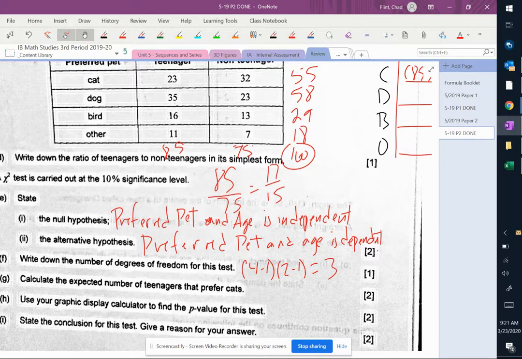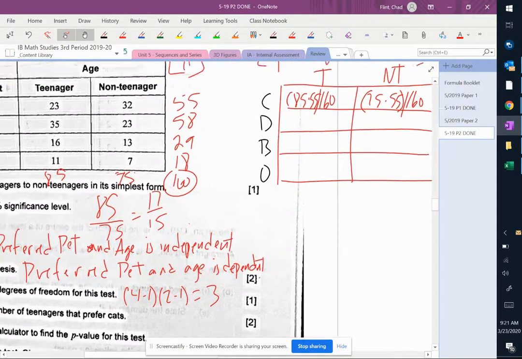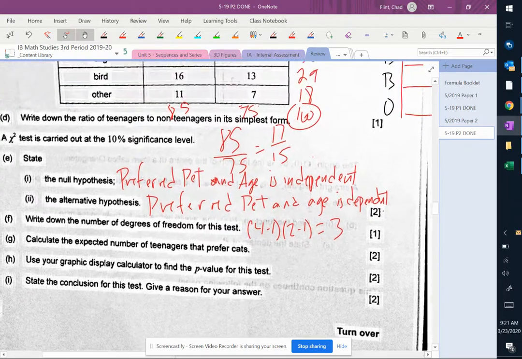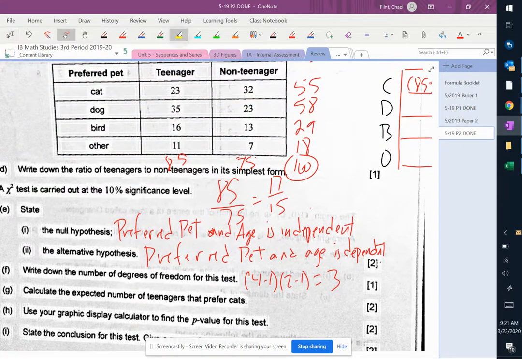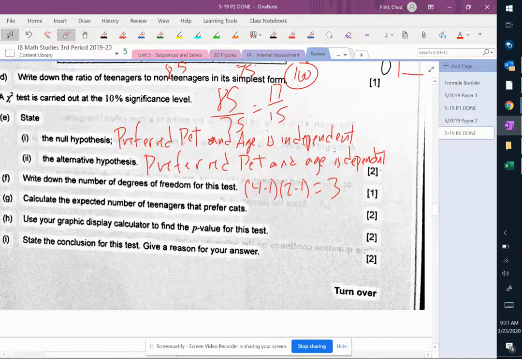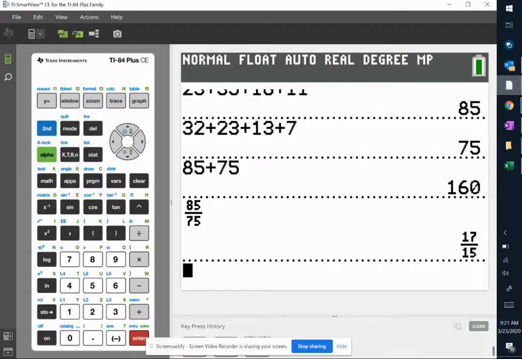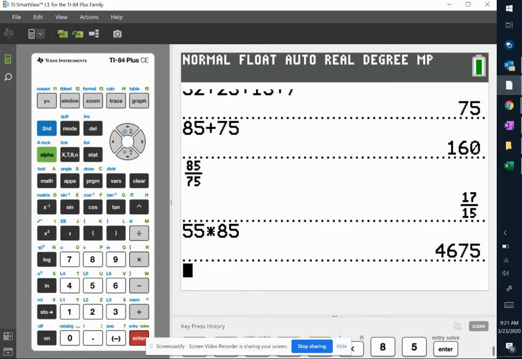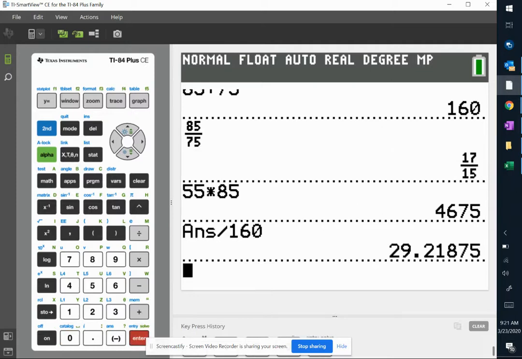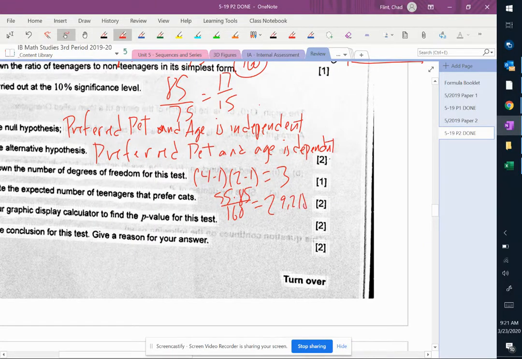Expected number of teenagers that prefer cats. Now I've got to figure out that expected frequency table using the calculator, but this is just going to give you a review. So teenagers that prefer cats: it's row total times column total divided by grand total. So 55 times 85 over 160, which is 29.21875. Okay, then it wants the p-value.